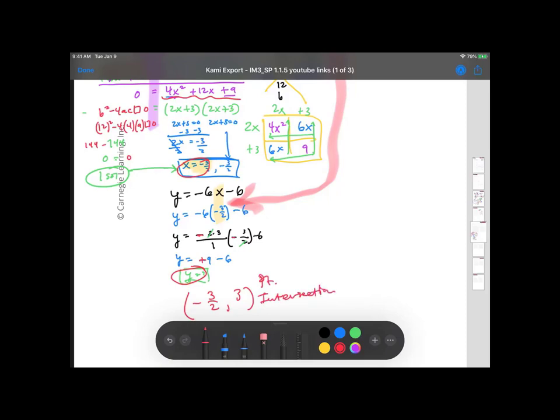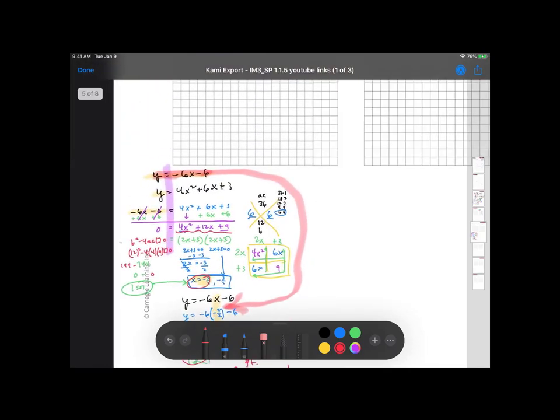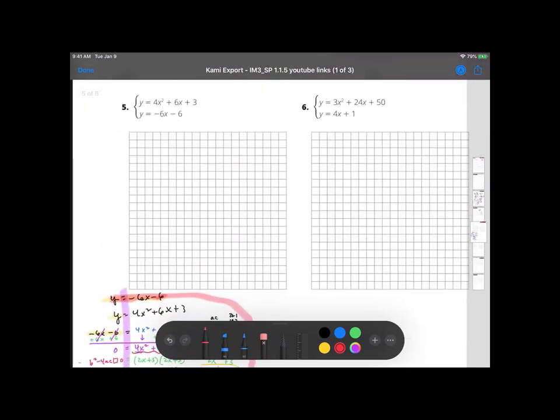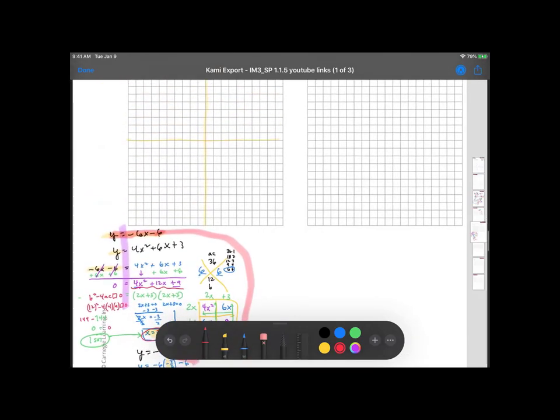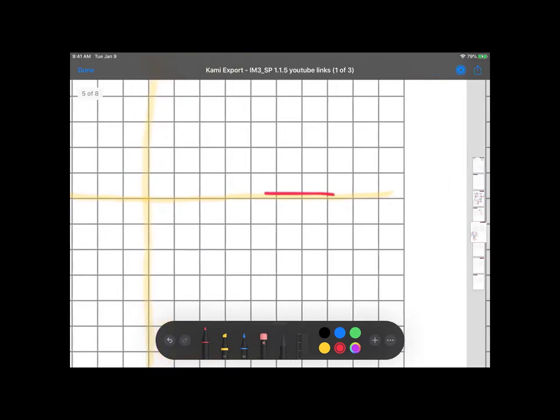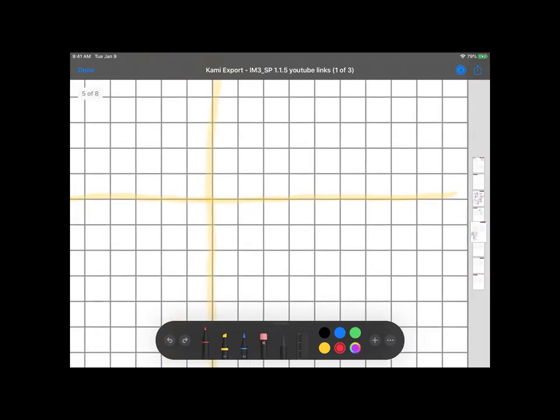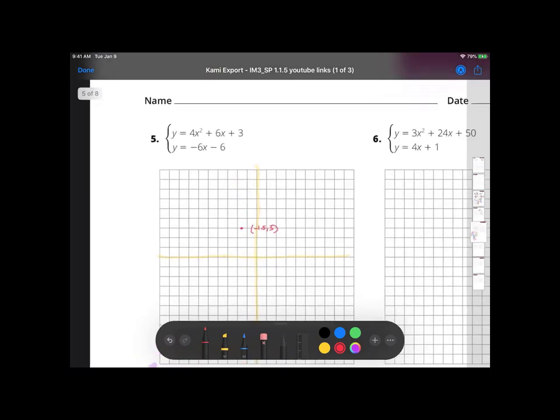Okay, let's go ahead and graph this and we'll see that. Let's graph -3/2. Okay, we said that was -1.5, comma 3. -1.5, up 3. There it is. Okay, let's mark it. This is where the worlds will collide. Okay, let's see.